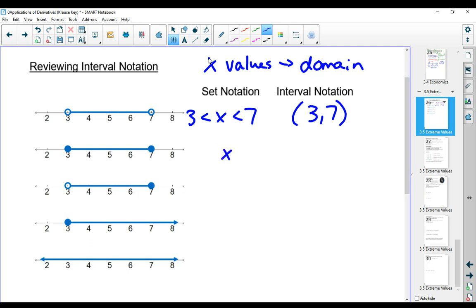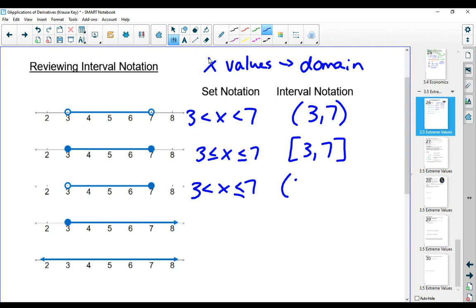If x is greater than or equal to 3 and less than or equal to 7, then we'd be using square brackets. If x is greater than 3 and less than or equal to 7, round bracket for 3, square bracket for 7.